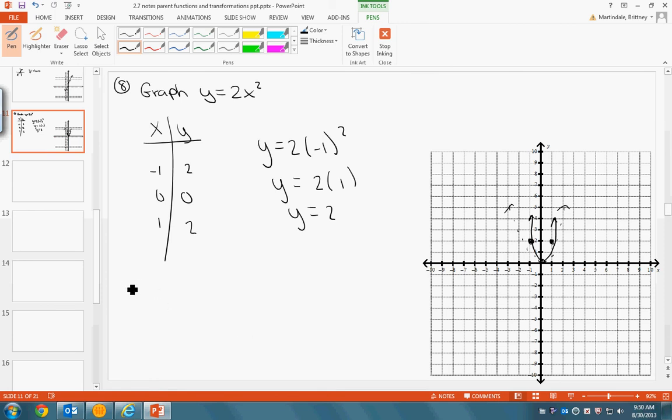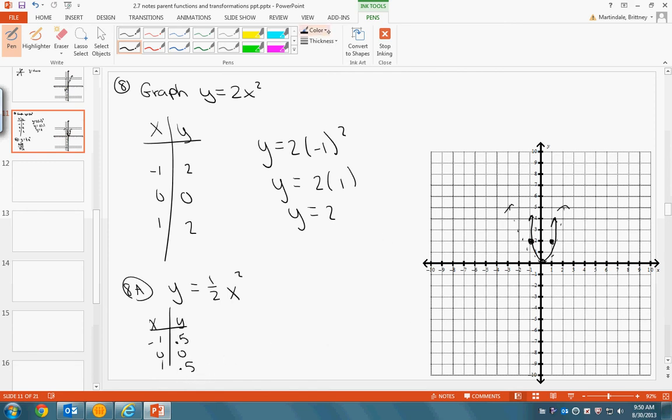So let's go ahead and do 8a. Y equals 1/2 x squared. What do you think is going to happen? Fraction fat. If there's a fraction in front, it's going to get fatter. So let's do -1 to 1 again. Pause the video, do it yourself. So -1 squared is 1 times 1/2 is 1/2. So 0.5 is fine. 0 is still 0, and you're going to get 0.5 again.